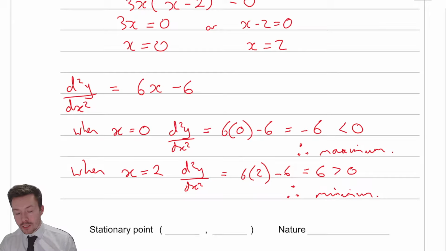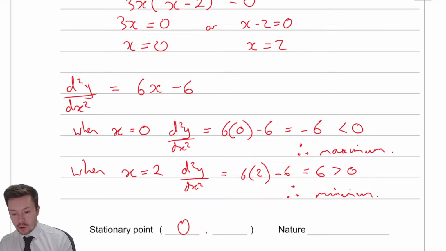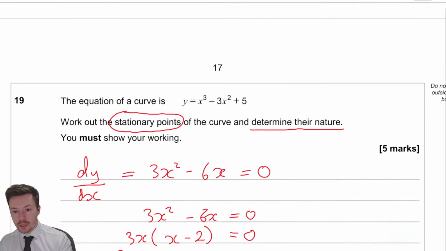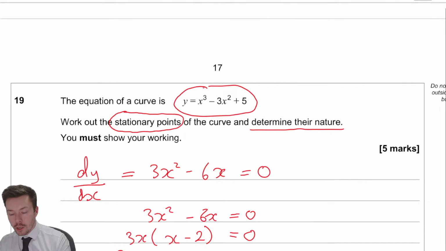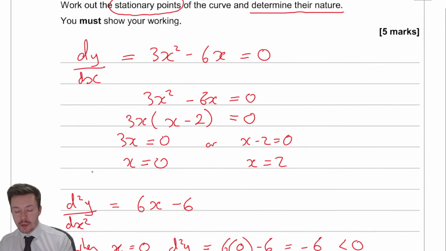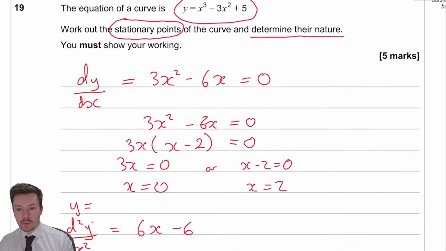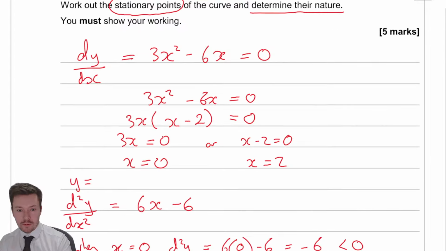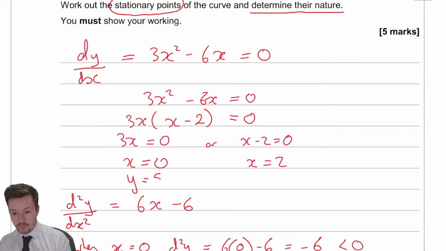Okay, and we do actually need to work out the coordinates. We've got the x values, so we've got 0 and 2, but we need to work out the y values, and the way to do that is to use the original equation. Okay, so when x is equal to 0, we have y is equal to 0 minus 3 lots of zeros, it's going to be 5. Let me put that a little bit closer. So y is equal to 5.